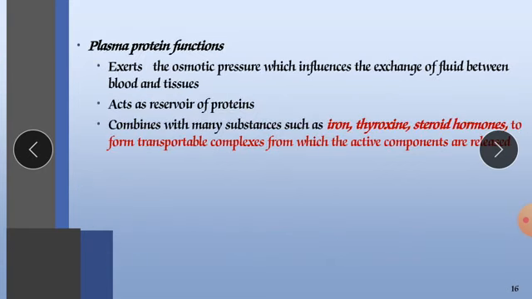Plasma protein functions. It exerts the osmotic pressure which influences the exchange of fluid between blood and tissues. It acts as a reservoir of protein. Blood also has the major function of a reservoir of proteins; it stores protein in the body. It combines with many substances such as iron, thyroxine, and steroid hormones to form transportable complexes from which the active components are released.